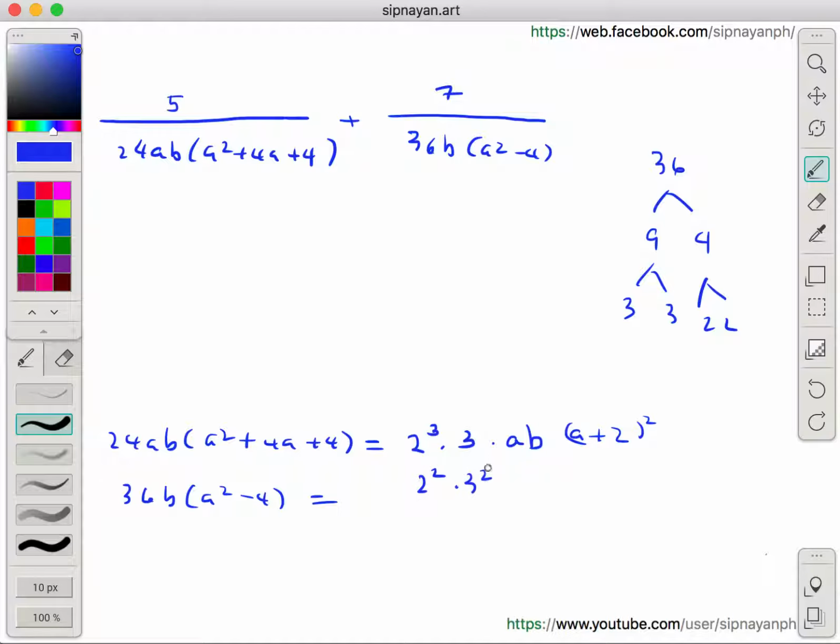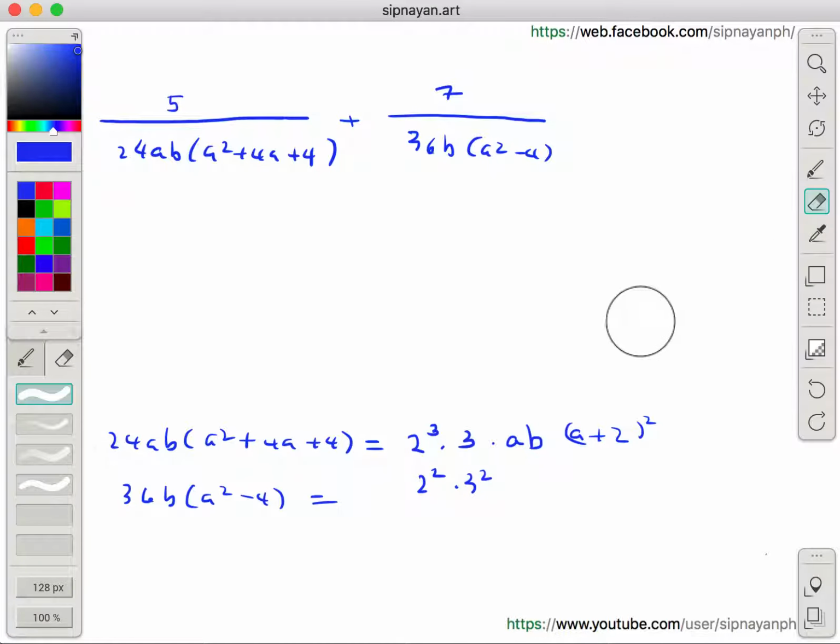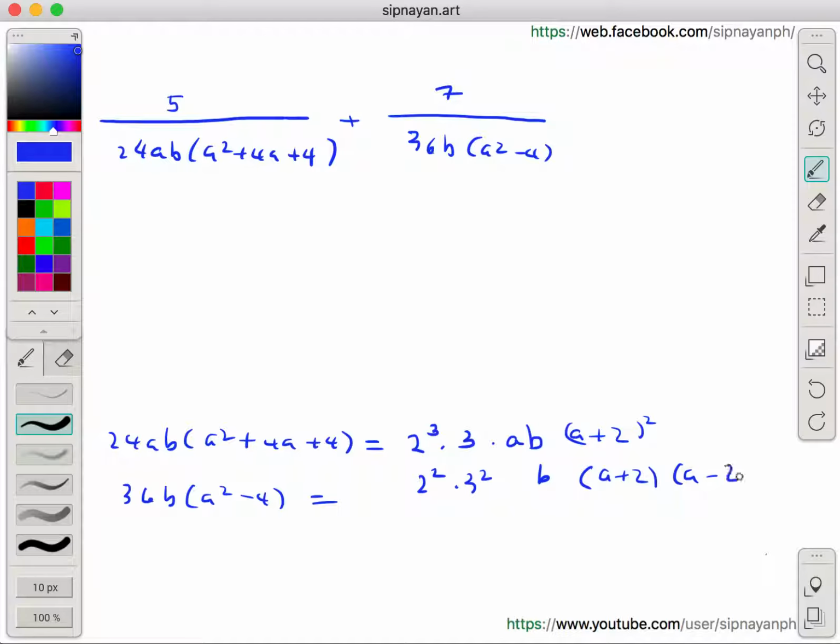Maganda itapat natin yung mga parehong terms. And then, yung b, tapat na rin natin sa b. At yung a squared minus 4 can be factored as a plus 2 times a minus 2. So, this is difference of 2 squares. Hindi ko na tinuturo yung factoring, kasi dapat bago kayo mag-aaral ng rational expression, alam nyo na yung factoring. Hindi natin madidiscuss lahat dito kasi maubos naman yung oras natin.